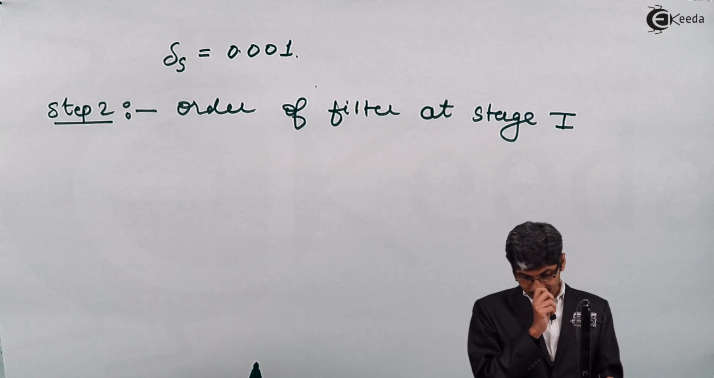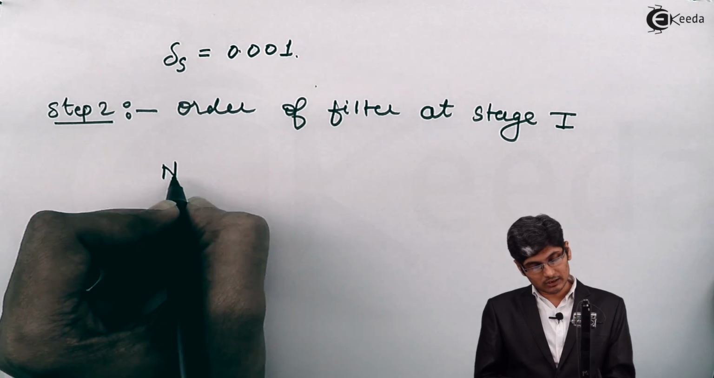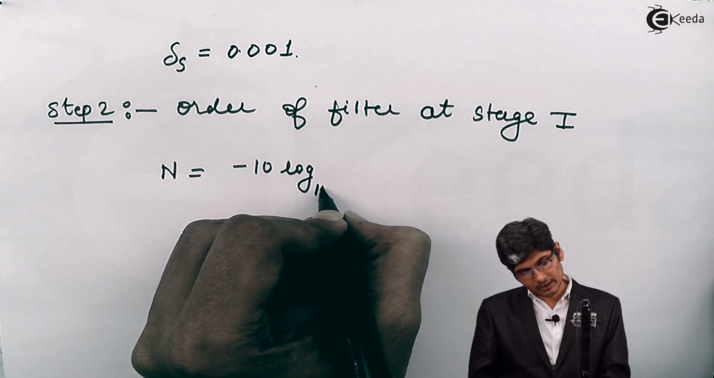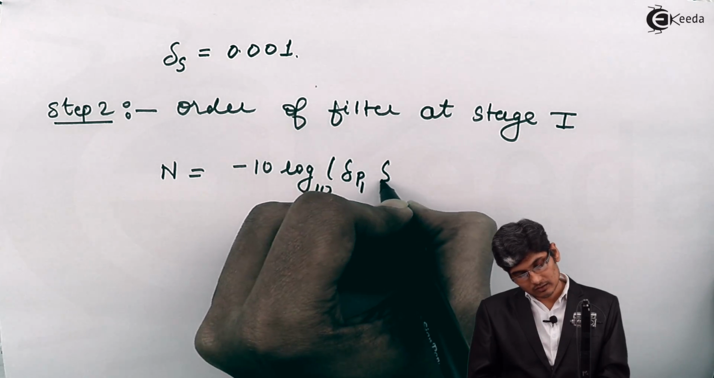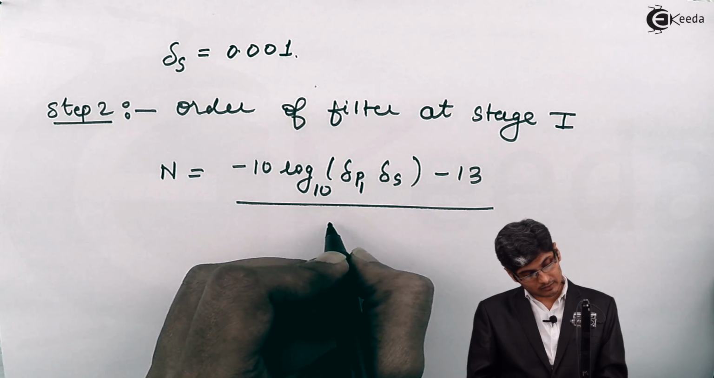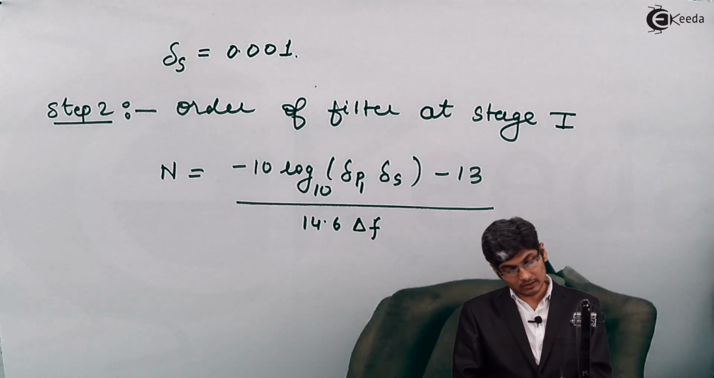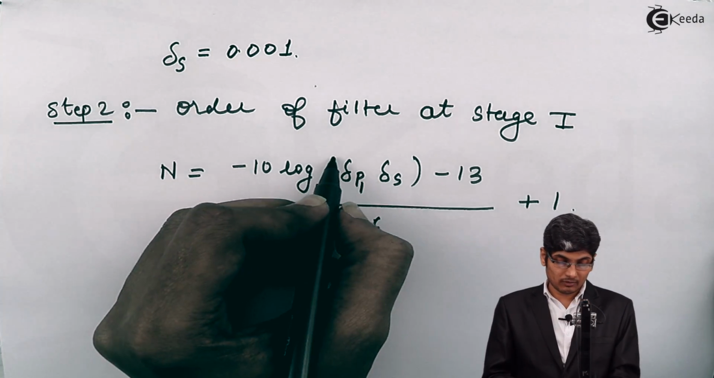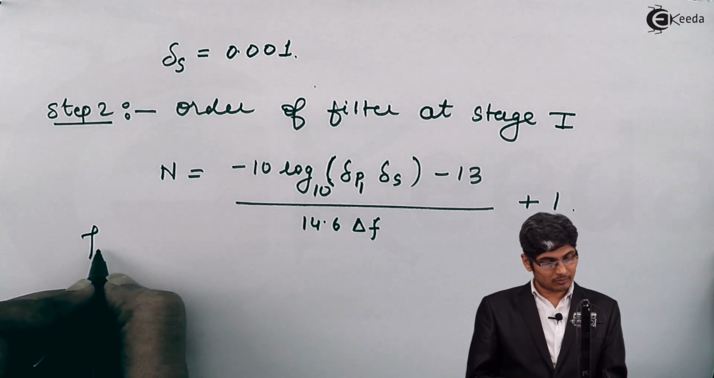So, the order formula that you will be using is n equals minus 10 log to the base 10 of delta p1 delta s, minus 13, divided by 14.6 delta f, plus 1. Now you will say that it's a very tedious formula, can't help, you need to mug this up because this formula has been proved by Kaiser.